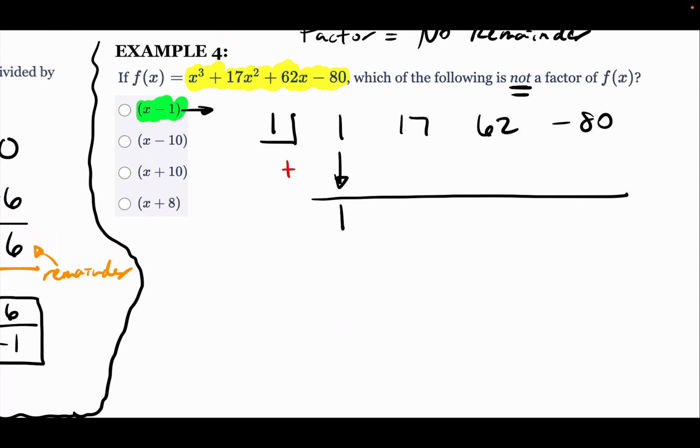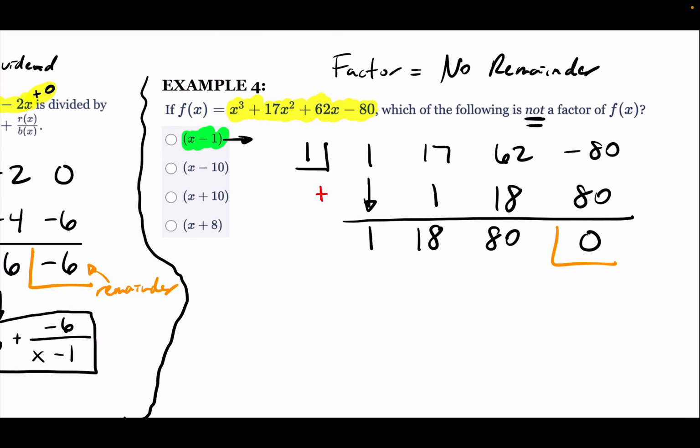Then help me out. What do I do next? Multiply. Multiply 1 times 1. I get a 1. Add straight down. 18. And then I got to multiply again, right? 18 times 1 is 18. Let's see. 62 plus 18 is 80. Multiply, I get +80. Oh, and then just 0. I get 0, right? Is that my answer?